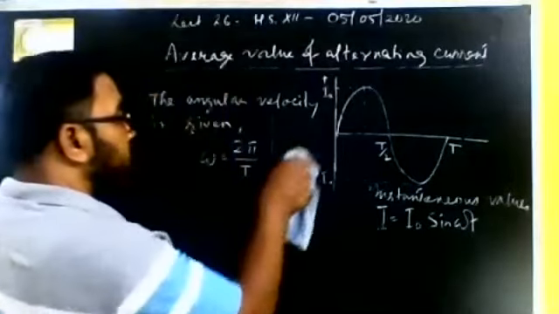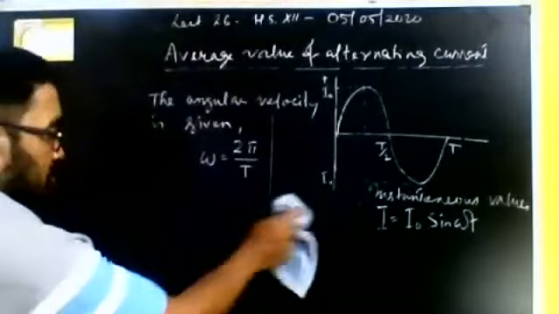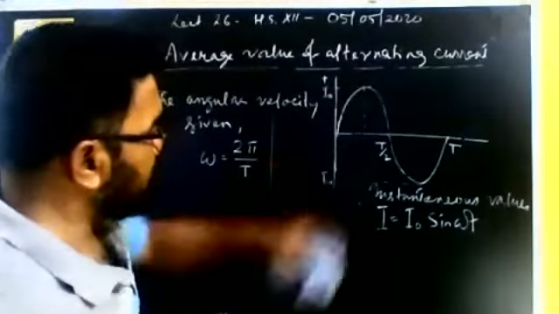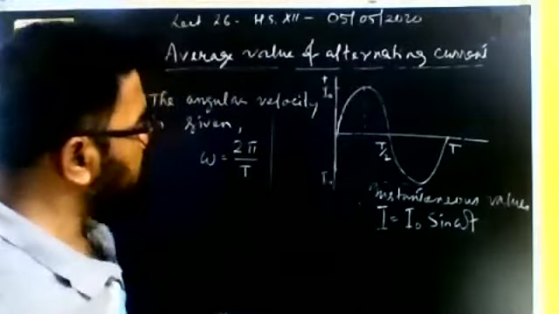So you should know this. And the average value in the first positive half cycle. So we know this relation, omega is equal to 2 pi by capital T.